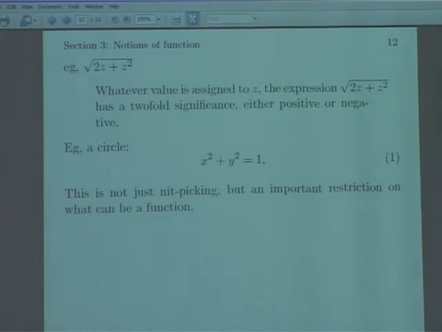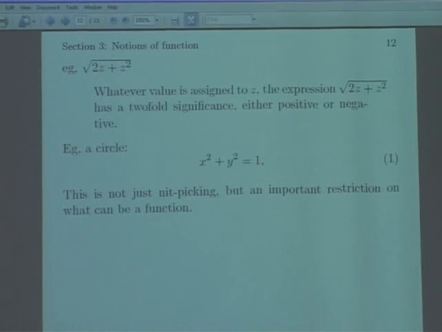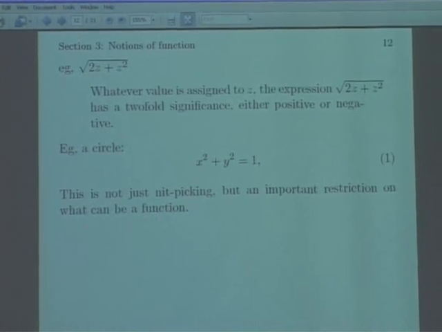So if this is his example, root of 2z plus z squared. Whatever value is assigned to z, the expression root 2z plus z squared has twofold significance, either positive or negative. And again, to Euler, at this point, a circle is a perfectly good function of x. X is a function of y, and y is a function of x. And it's not really nitpicking, it's an important restriction on what can be a function.